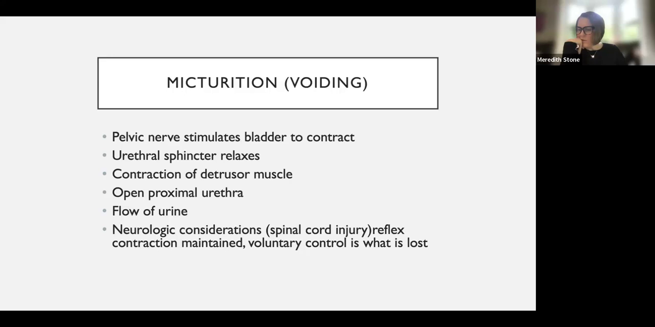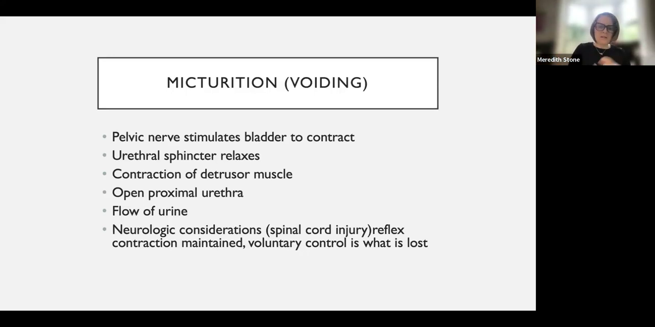And here I'm just making sure I didn't miss anything because I got little notes over here too. But the pelvic nerve stimulates the bladder to contract, right? And then the urethra has to relax. The detrusor muscle, which is at the neck of the bladder, contracts, and that is what then opens the urethra and urine flows out, right?